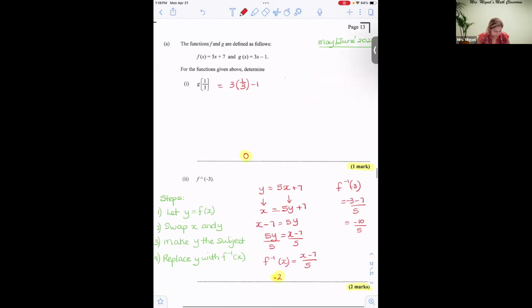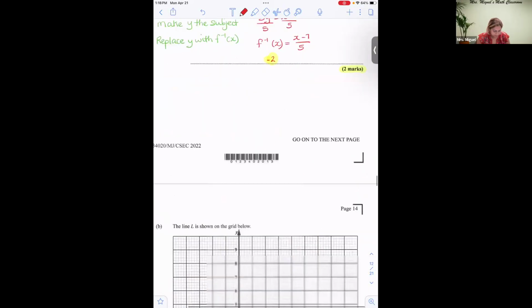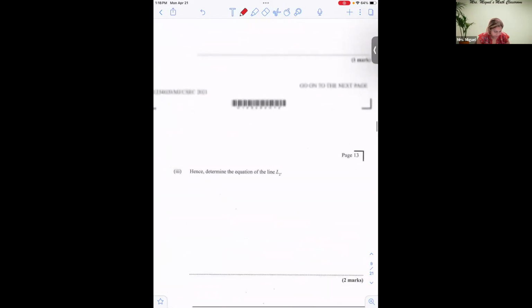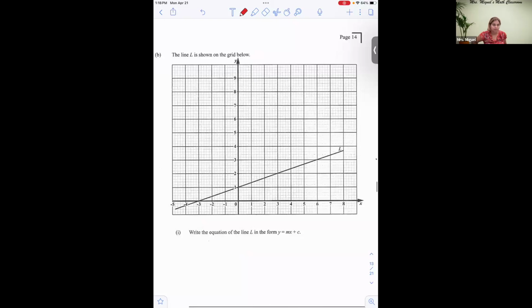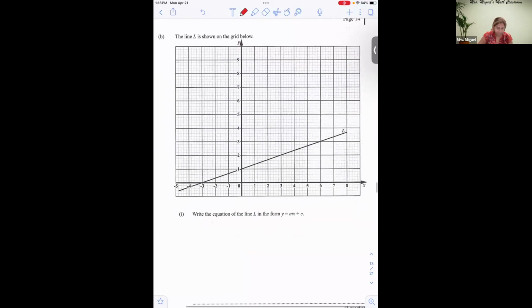This is taken from May-June 2022. Let's see what I have in 2021. All right, we'll come back to that one. Line L is shown on the grid. Write the equation. So go ahead, let me see what you come up with. I'll give you a couple of minutes.